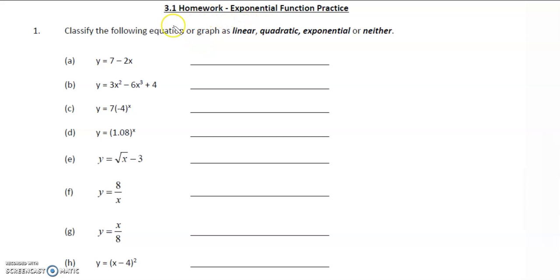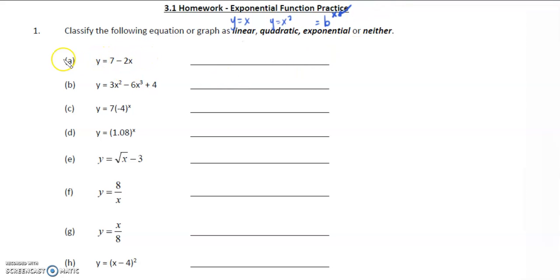Okay, 3.1 homework, exponential functions practice. So first we're going to classify the equations as linear, which we know is y equals x, quadratic, which we know is an x squared function, exponential, which we know is some base number to the exponent x, so x is up here this time, or like none of them.